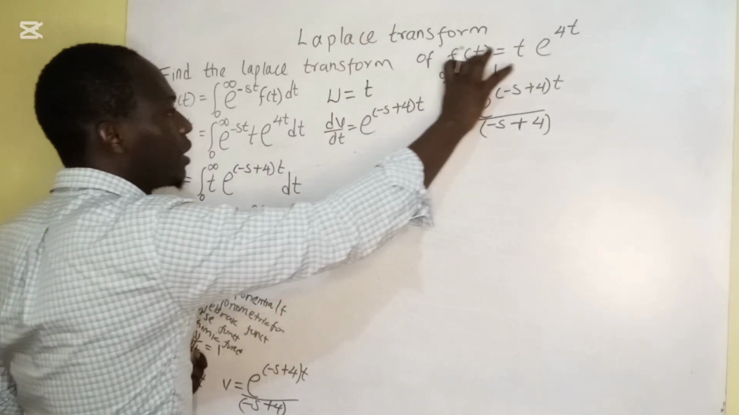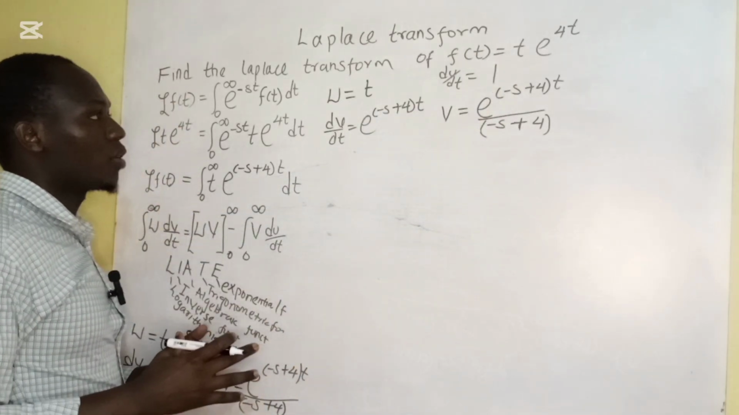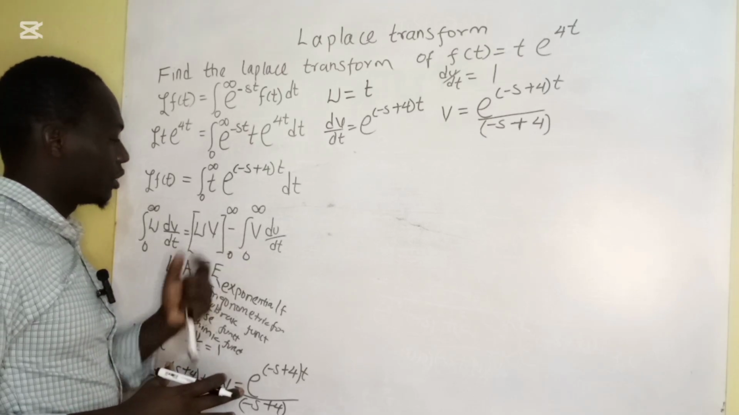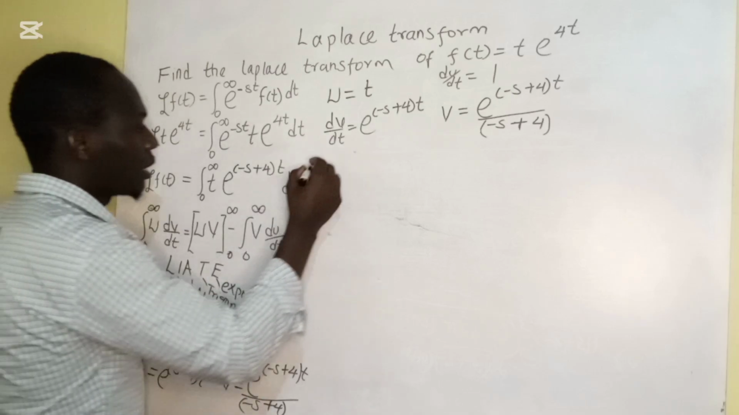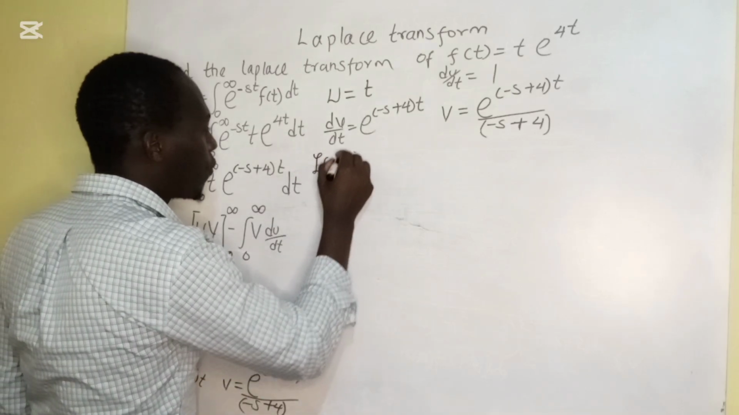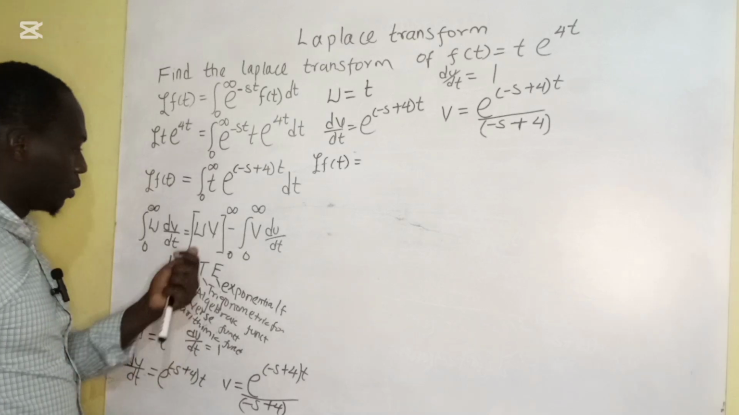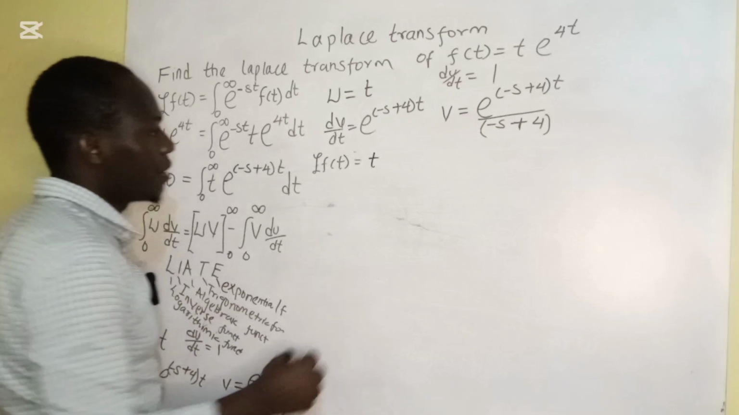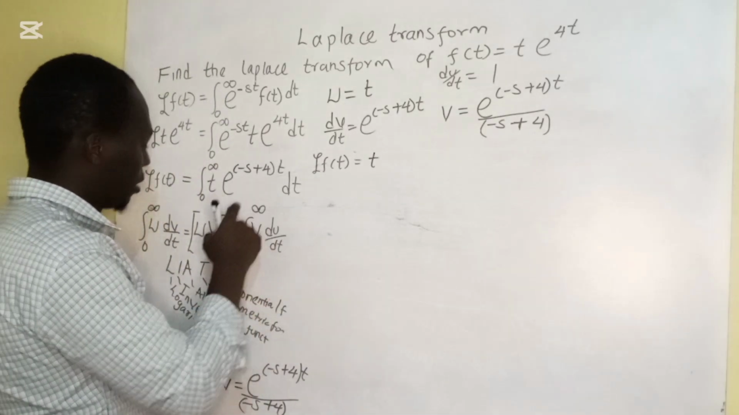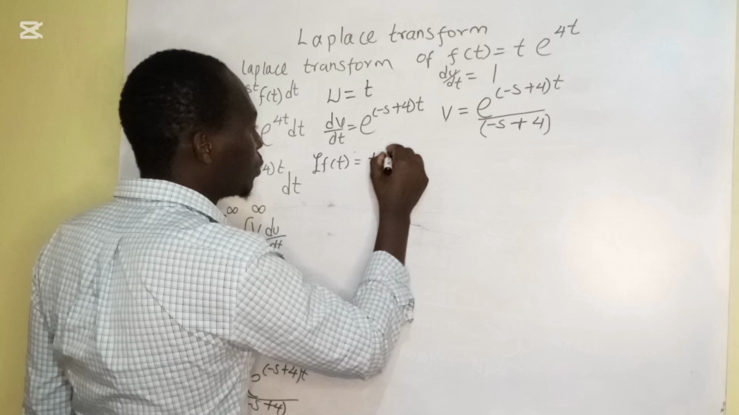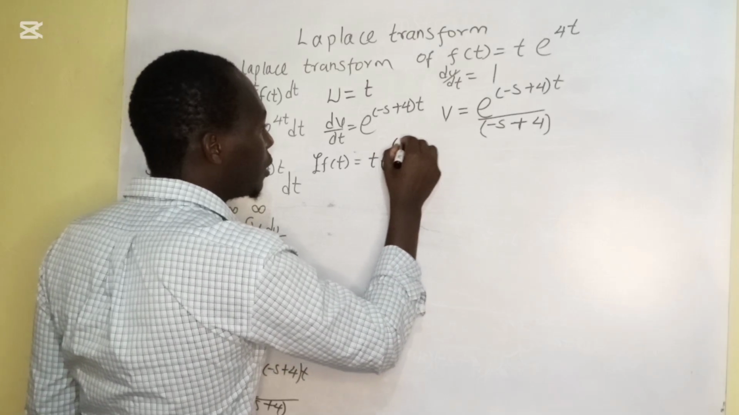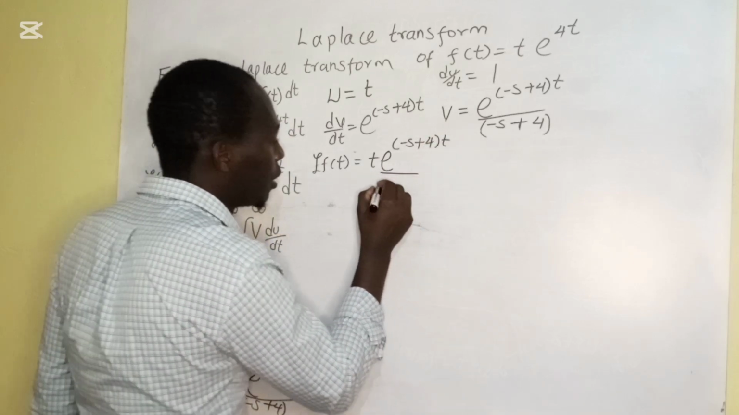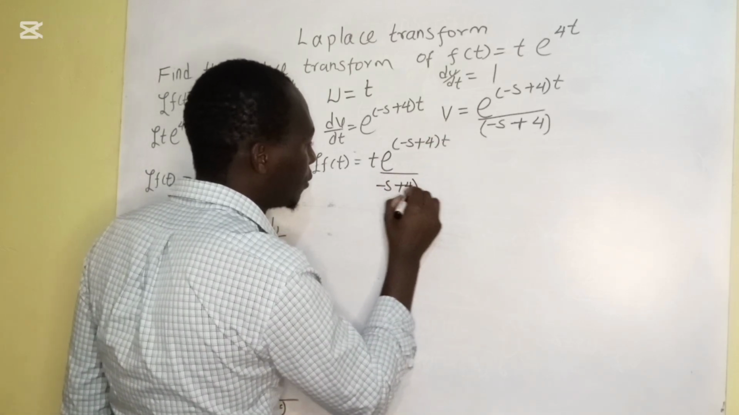When we check here, we have worked out all the parameters that we need to insert in our integration by parts formula, whereby we can now say the Laplace transform of our function f of t is going to be equal to u. Our u is equal to t. We multiply by v. Our v is equal to e to the power of negative s plus 4t all over negative s plus 4.